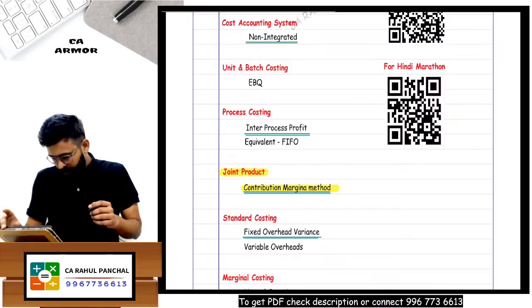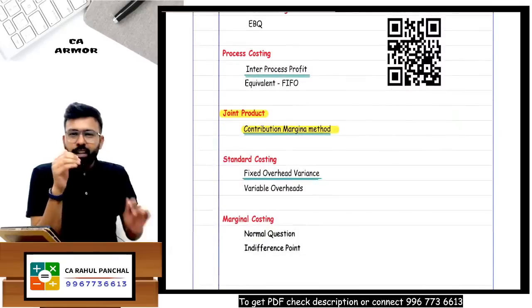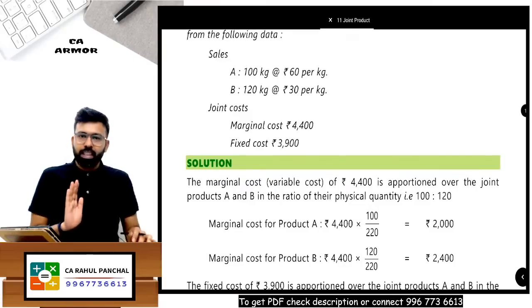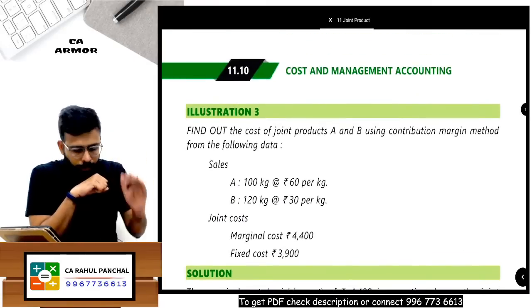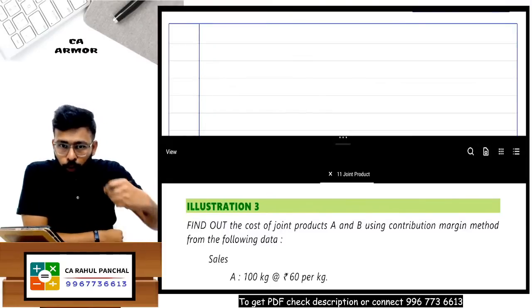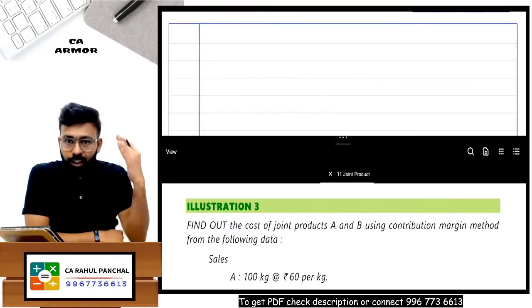Now, if I start with joint product by product contribution margin method, let me see this question. Yes, it is Illustration number 3 in the study material. What is there in the question? You have to solve with me. You have to write, you have to calculate the things. Then it will be easier.